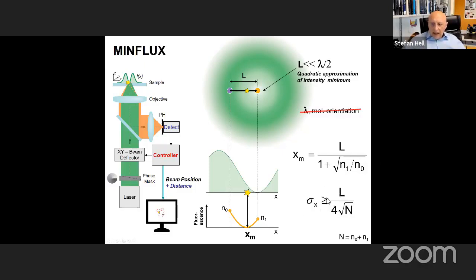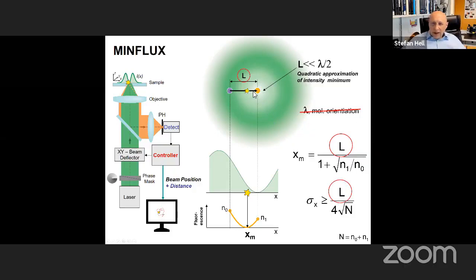If you calculate the uncertainty, and of course there is a certain uncertainty with which you get the position of the molecule, so the XM will have a certain uncertainty here in one dimension, sigma X, it will still scale with the inverse of the square root of the number of fluorescent photons. So N0 plus N1 make up N, that's clear. The more photons you get, the more precise you are. That's not new. But the new thing is it scales linearly, and that's important, not with the square root, but linearly with this range L.